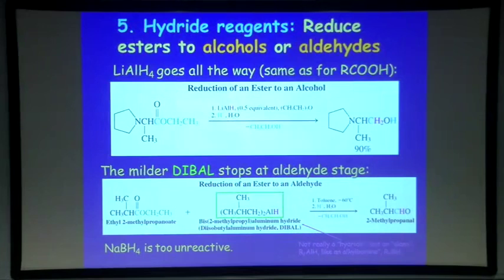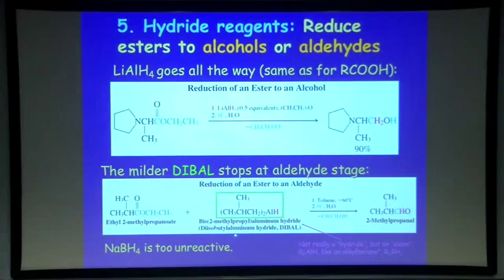But can we treat this with milder reducing agents such that we can actually stop at the aldehyde stage? This requires that we add an H only once and then we stop. And indeed, there is a reagent. For esters, the equivalent to the modified lithium aluminum hydride in the case of acyl halides, it's this beast here. It's called diisobutyl aluminum hydride, or DIBAL for short. So notice it's basically two isobutyl groups, aluminum, H.